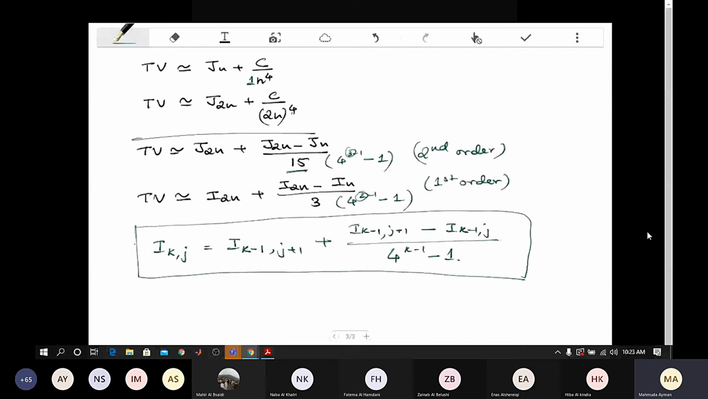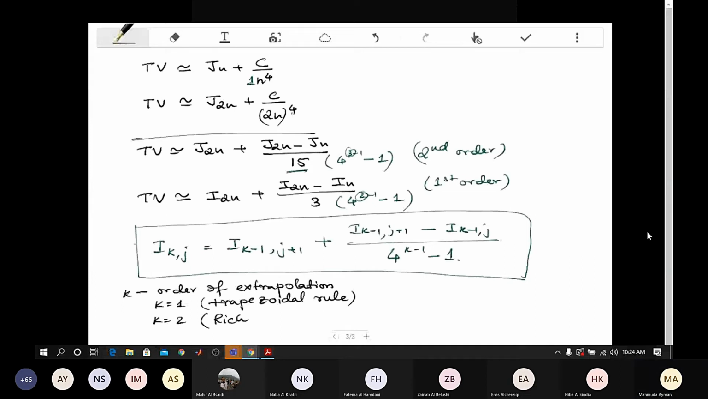Now here, k is the order of extrapolation. If k is equal to 1, you're talking about the average values that you derived through the trapezoidal rule. And if k is equal to 2, it is the values that you got using Richardson's extrapolation.